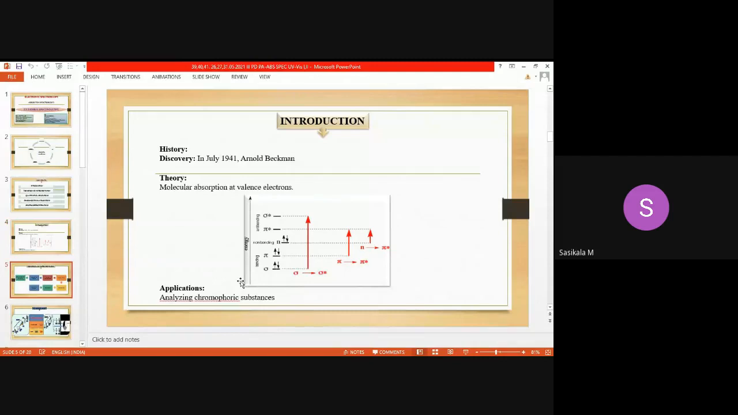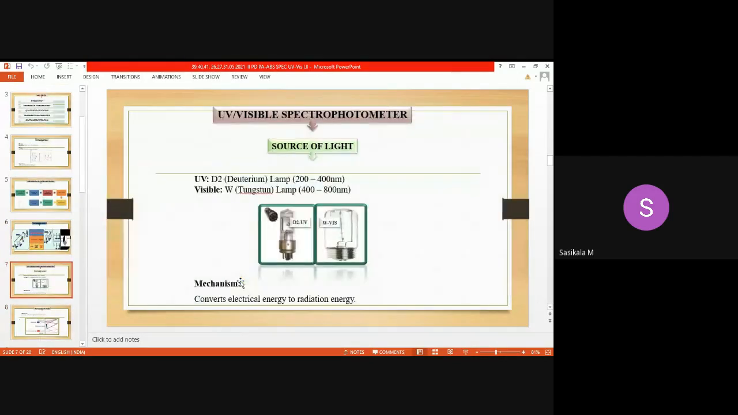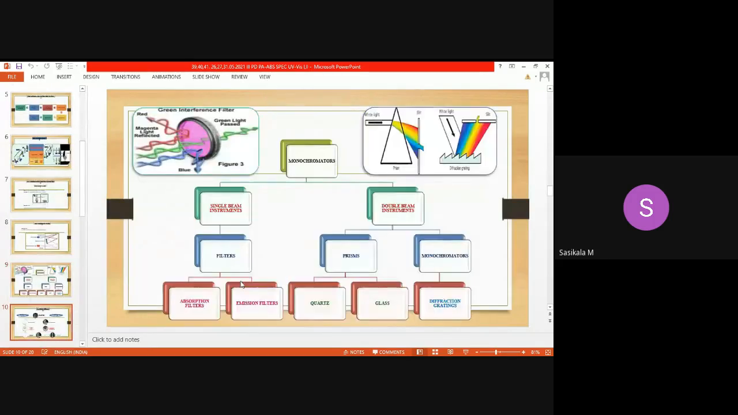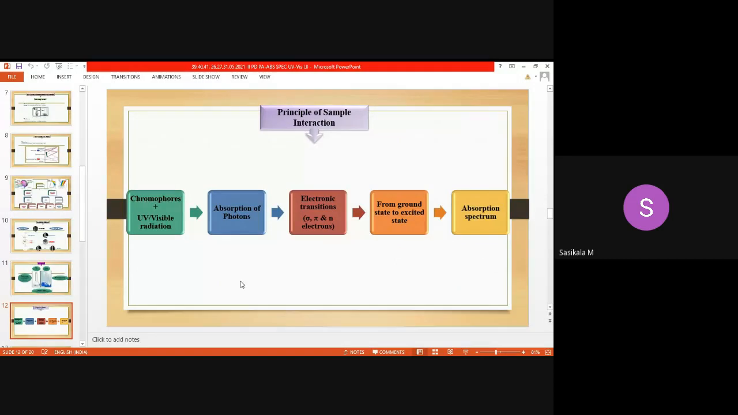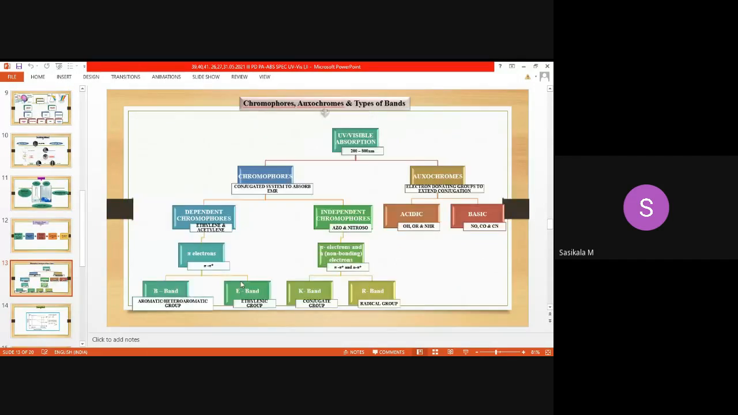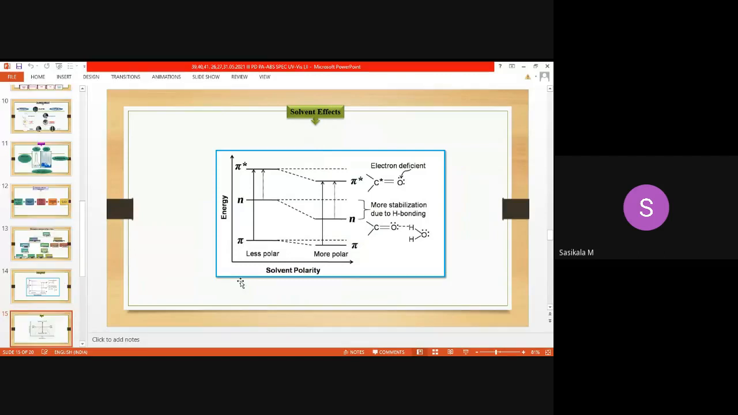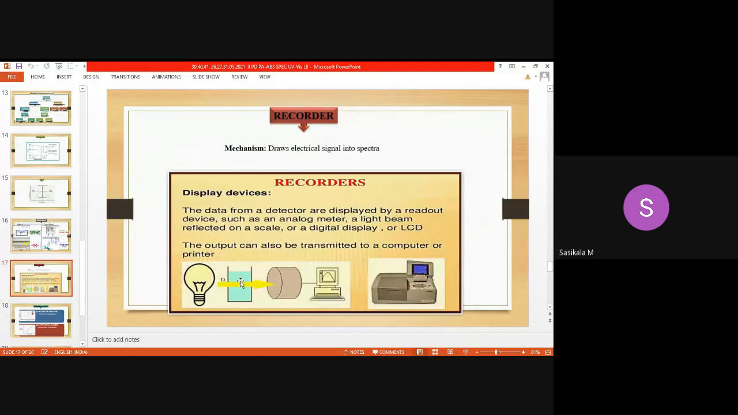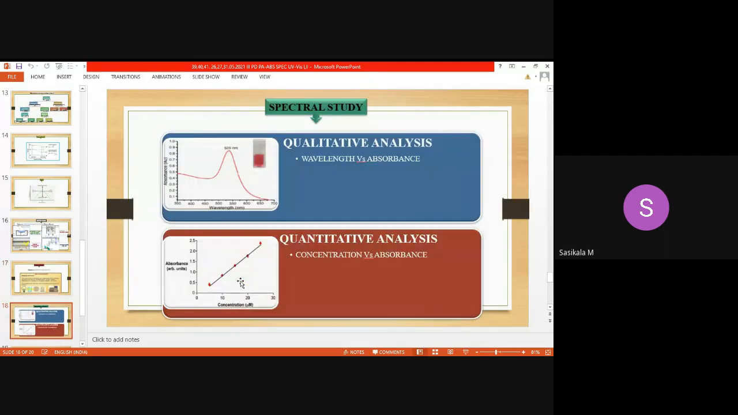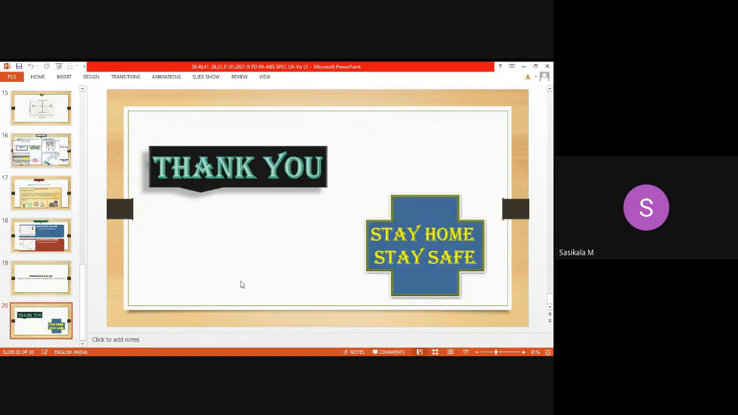Here we have discussed introduction, principle and instrumentation, classification, source of light, monochromators, types of monochromators, sample cells, kinds of samples, then mechanism of sample interaction, then types of chromophores, auxochromes, and types of bands, then solvent effects, shifts, detectors, then recorder, and spectral studies, qualitative and quantitative analysis. So next class, applications and spectrometric titrations will be discussed.